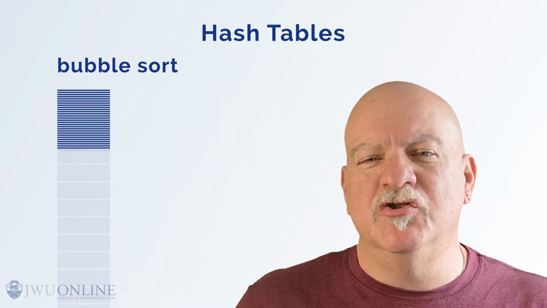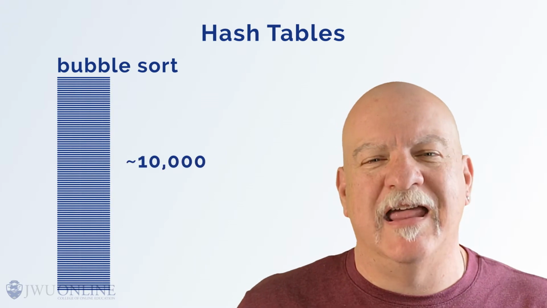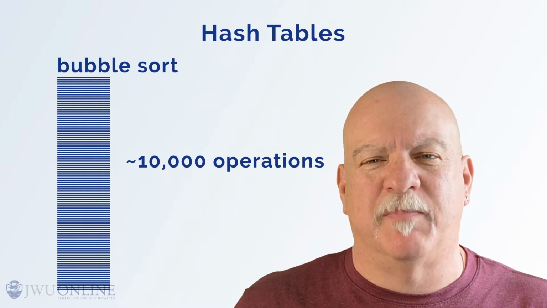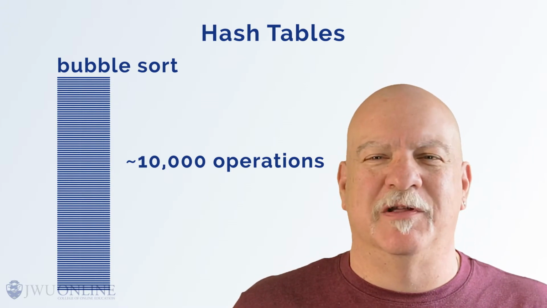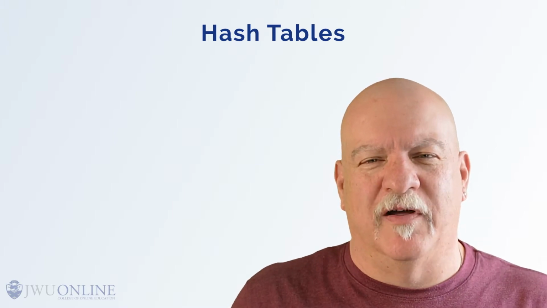If we have 100 items in a list, the worst case is that we might have to do 10,000 manipulations to get one thing into the right spot, and so on. This is really bad. Luckily, we can use a hash table to improve on this.